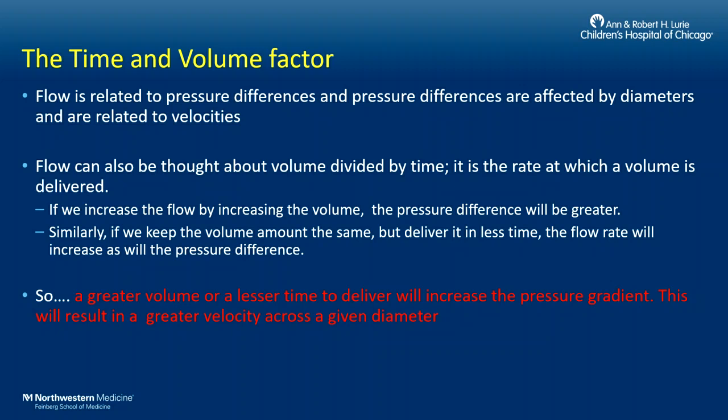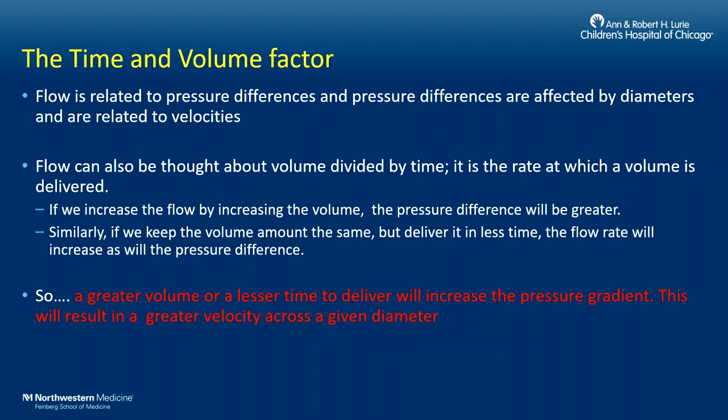Flow is related to pressure difference, and pressure differences are affected by diameters and are related to velocities. This gets into other principles. We're not going to go into all the physics and math, just at least the concepts. So if I reduce the diameter of something but I'm trying to maintain the flow, I've really got to increase the velocity across that narrowed segment. That's what we see by echo, and I'm going to see a gradient.